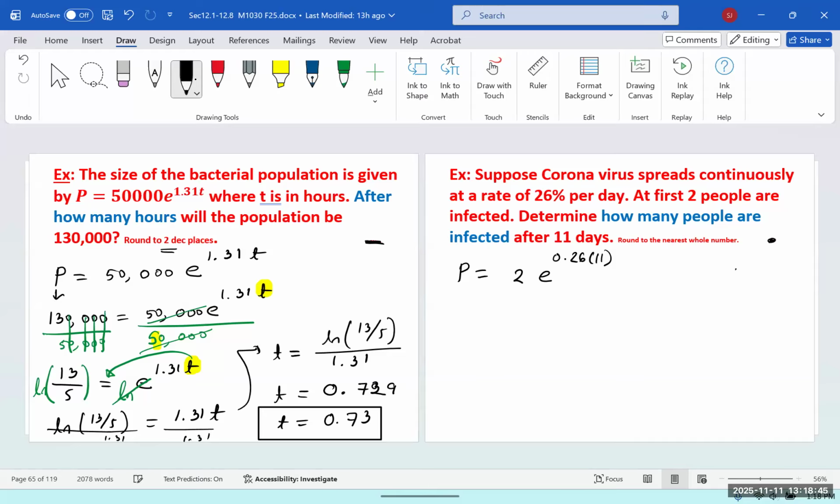So it's like the PERT formula. P means population, not the principal, population. So after 11 days, how many people got infected? 35? It's just rounded to the whole number. So before you rounded, what number did you have? 34.92.